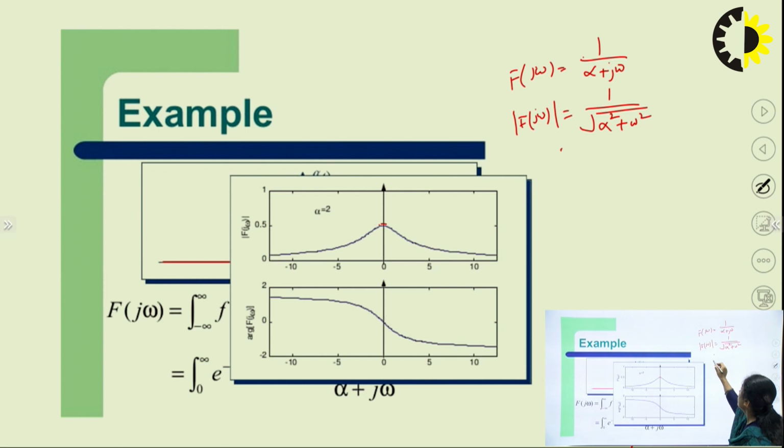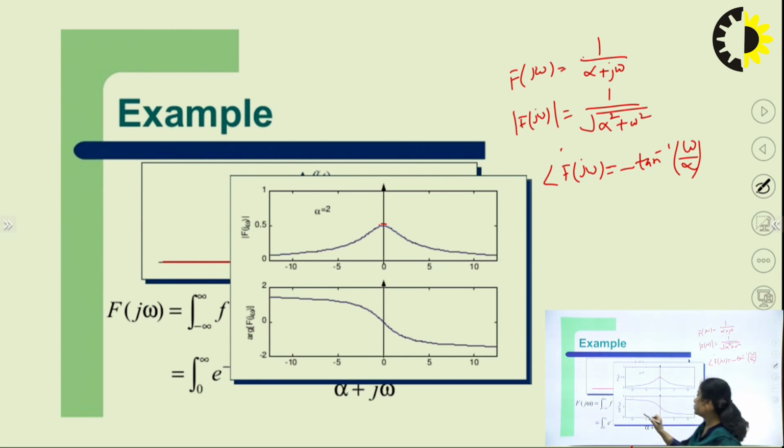Now if we see the phase of F(jω), it is minus tan inverse ω by α, because the phase of the numerator is 0, so 0 minus this. This is a function of tan inverse, so this is showing the graph of tan inverse only, and this is for F(jω). This is the way, using the Fourier transform, we draw continuous spectra.